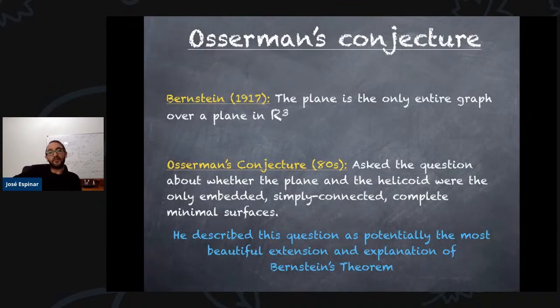And this comes from the old theorem of Bernstein, whose original proof was wrong, but Hopf fixed it a few years later, which says that the plane is the only entire minimal graph in R3. So if we take R2 and we consider an entire minimal graph, the only one is going to be the plane, okay? And Osserman, in the 60s, conjectured the following thing. It would be really nice to see that the helicoid and the plane are the only embedded, simply connected, complete minimal surfaces in R3, right? He described this question as potentially the most beautiful extension and explanation of the Bernstein theorem.